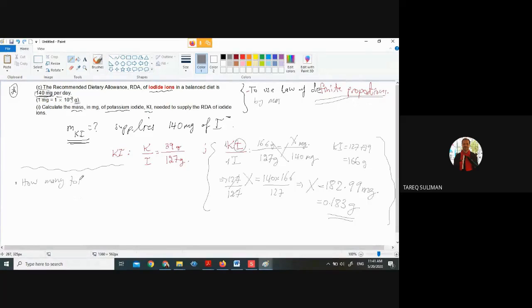How many tons of Al can be obtained from 50 tons of Al2O3? I think you remember similar questions from grade 10. Am I right?